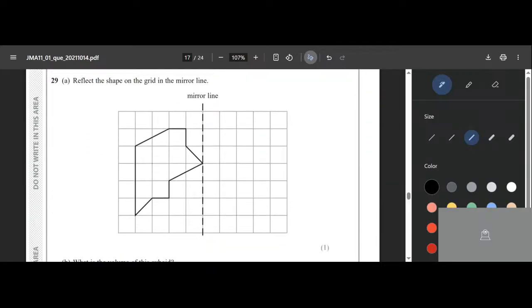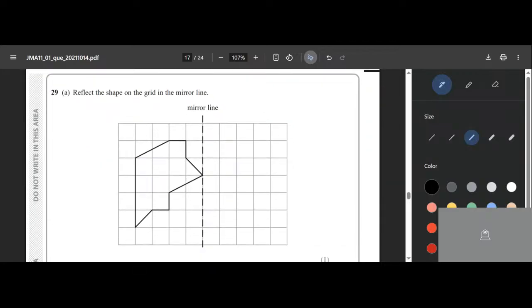Question 29, you're told, reflect this shape. What's the meaning of reflection? We all have mirrors. I will have that assumption that we all have mirrors. So you're just going to reflect this shape with the exact number of boxes that are there. So this point is at the line of reflection, so we'll just leave it at that point. Then here we have got one box from this point to this point, one box. So I'll just have to bring it here. Here also one box. So I'll bring it this side.